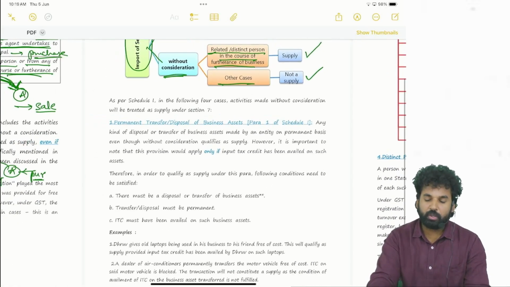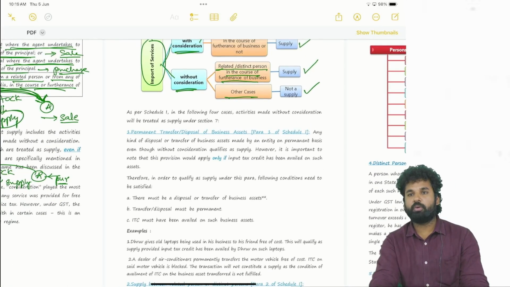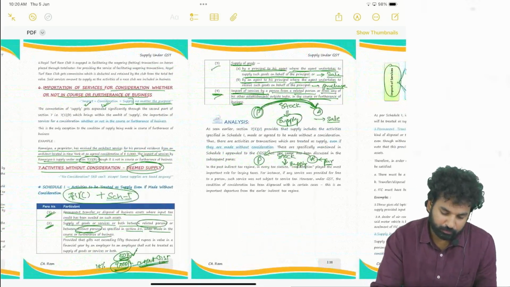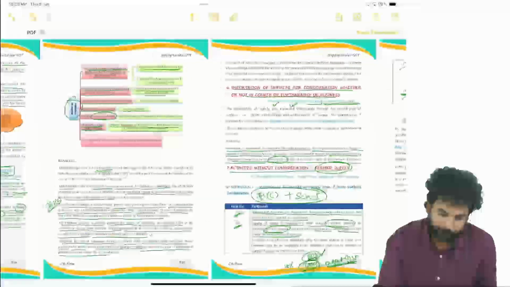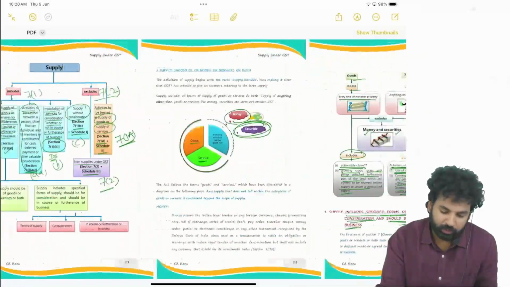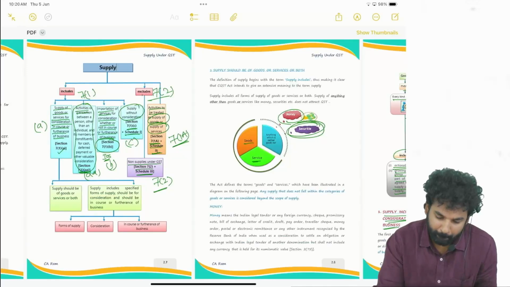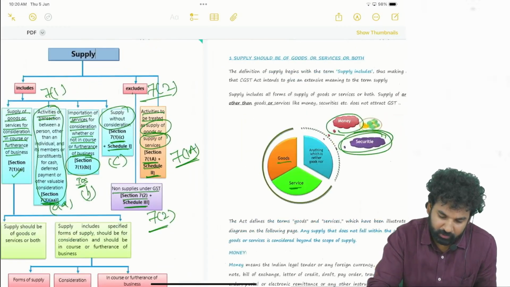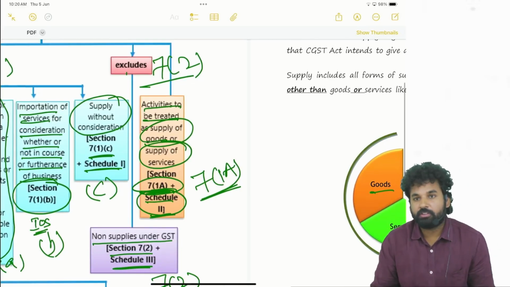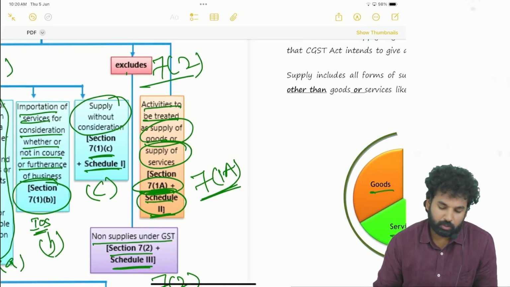Now moving to schedule 2. Schedule 2 is given under which section? 7.1a, right? This one, 7.1a schedule 2.